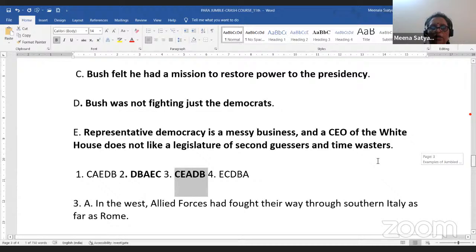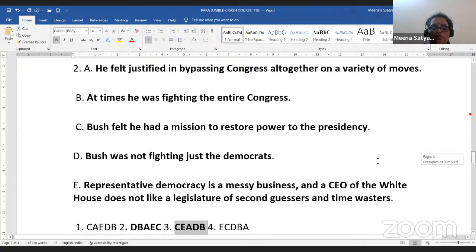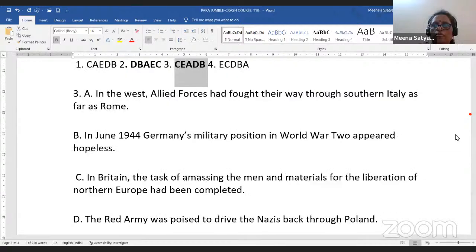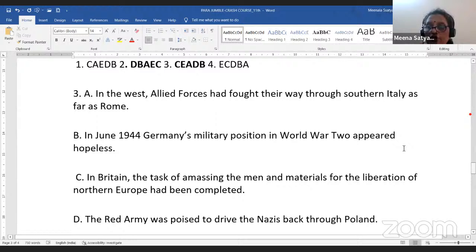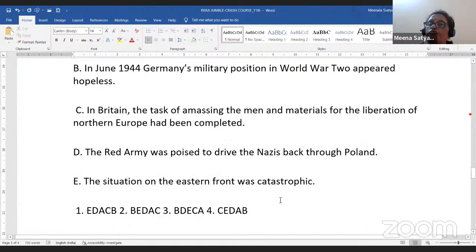Now the third one. In the West, Allied forces had fought their way through southern Italy as far as Rome. In June 1944, Germany's military position in World War II appeared hopeless. In Britain, the task of amassing the men and materials for the liberation of Northern Europe had been completed. The Red Army was poised to drive the Nazis back through Poland. The situation on the Eastern Front was catastrophic. So here it says B is the answer. So B is the first one.